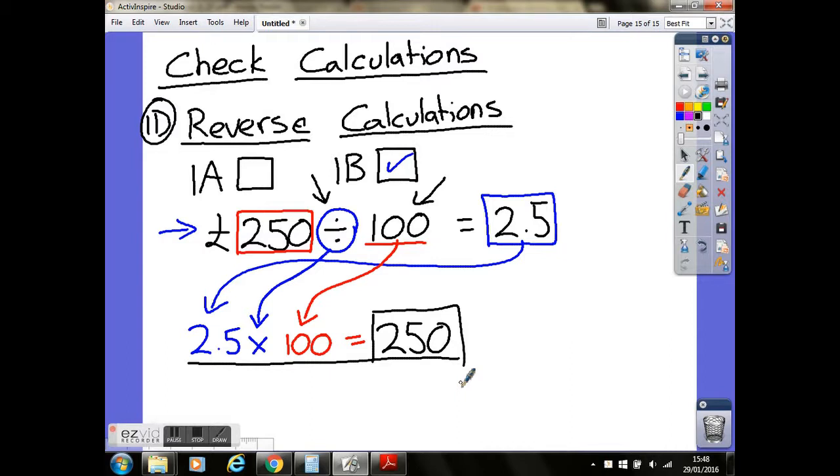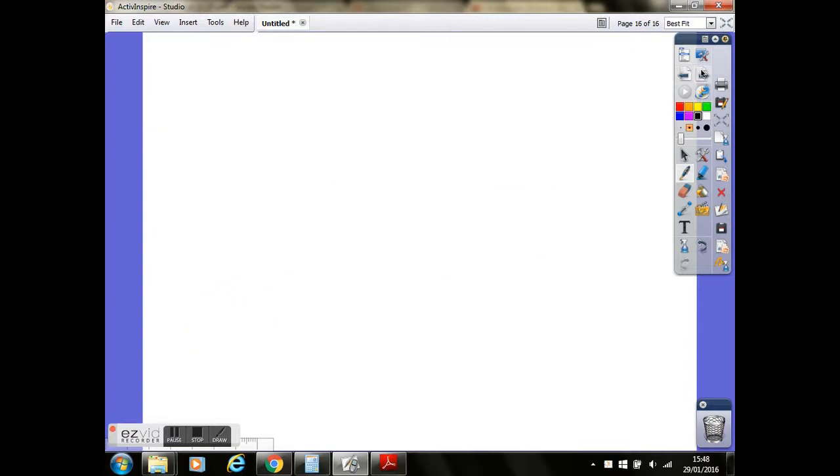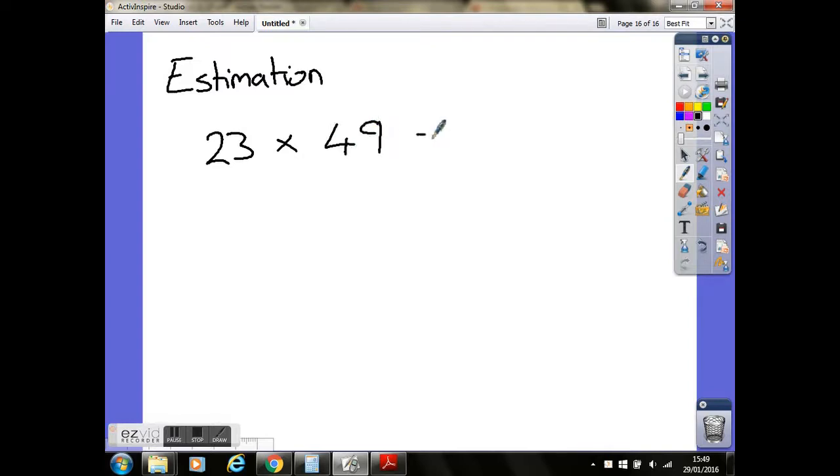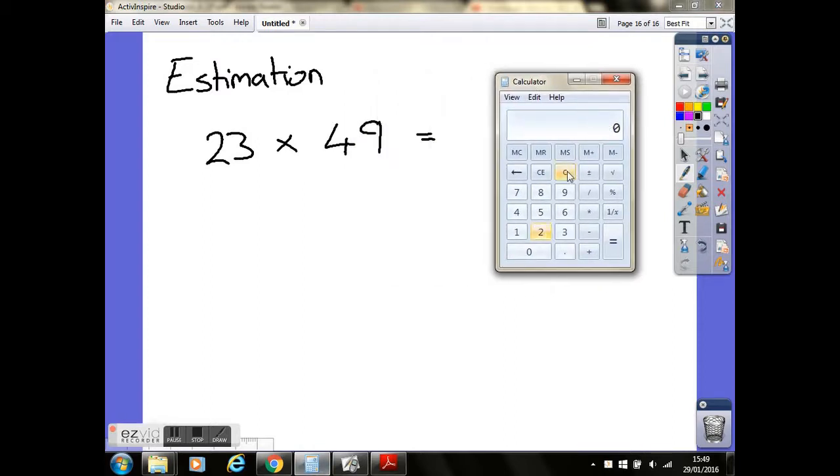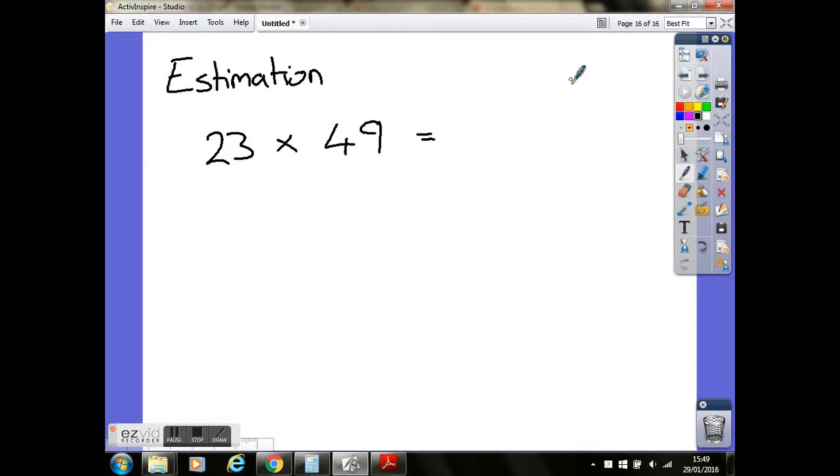I will show you the other one just to be fair, to be honest with you. So the other one is what we call estimation, or it can sometimes be called approximation. It just does depend on who's teaching it, to be honest with you. So for this question, say we were doing 23 multiplied by 49. That was our original question. 23 multiplied by 49, 1127.